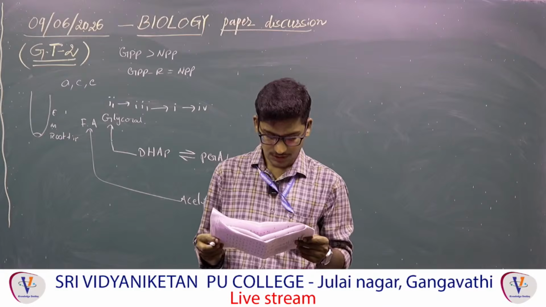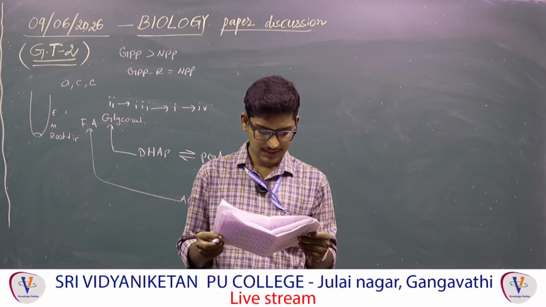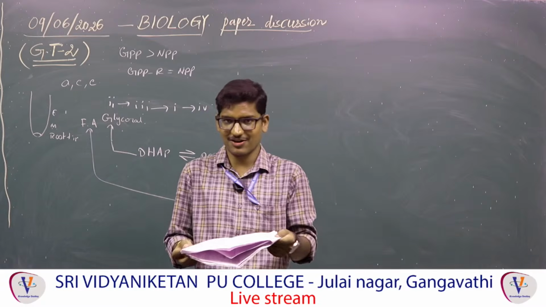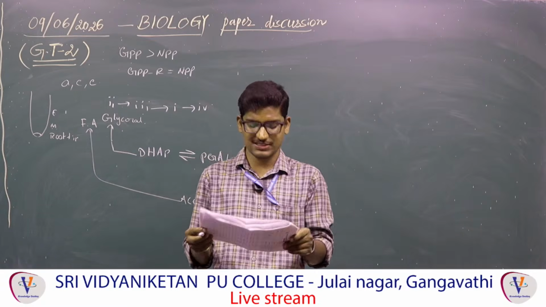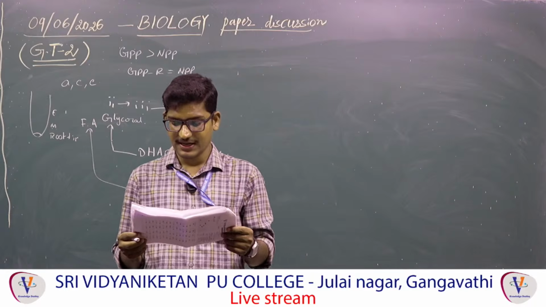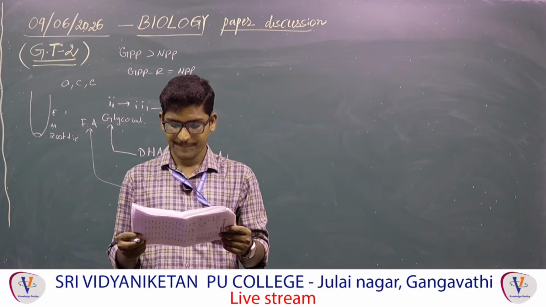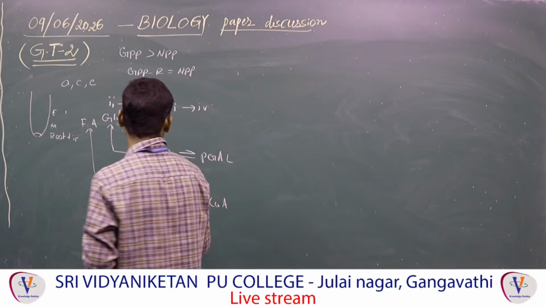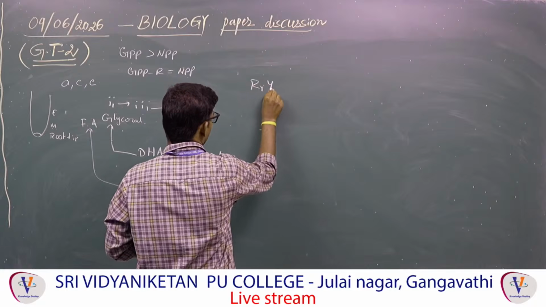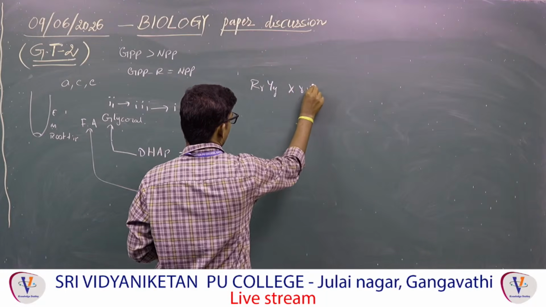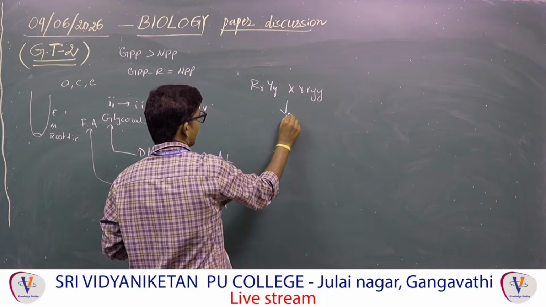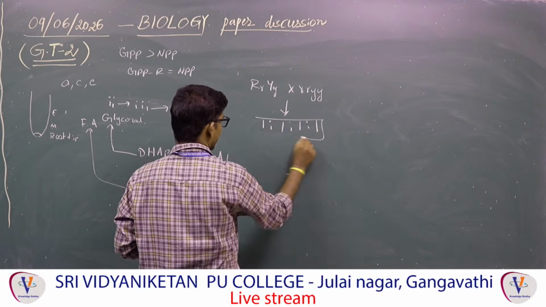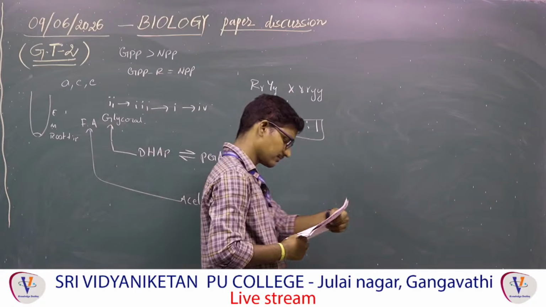Next 153, 2 parents produce offspring, ratio 1:1. So ratio 1:1, it is a test cross. Third option, capital T small t crossed with small t. Next, 155, dihybrid test cross. Dihybrid test cross they are given capital R, capital Y, small y crossed with small r, small y, small y. The ratio will be 1:1:1:1. So this is a dihybrid test cross.